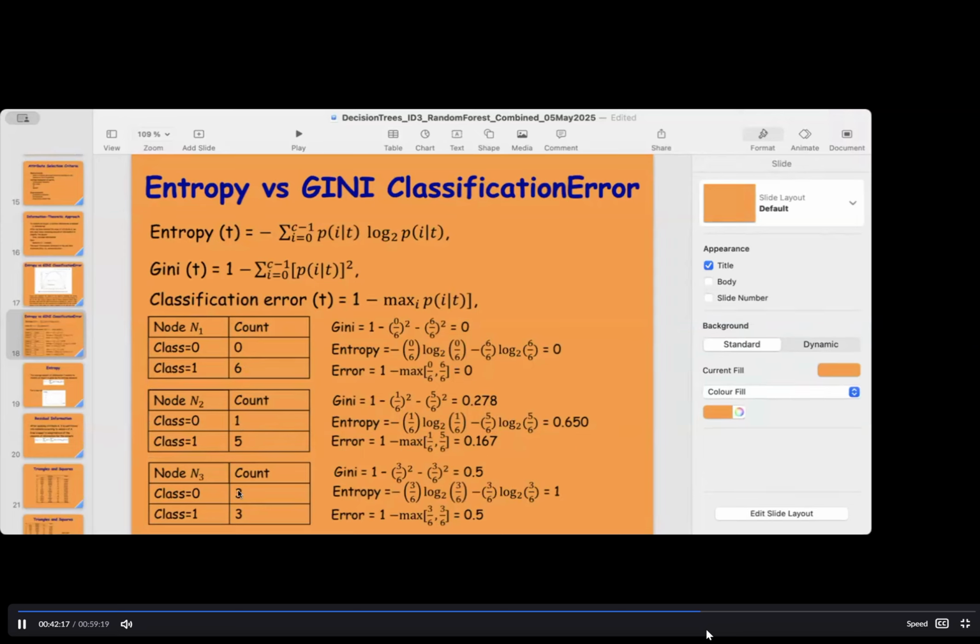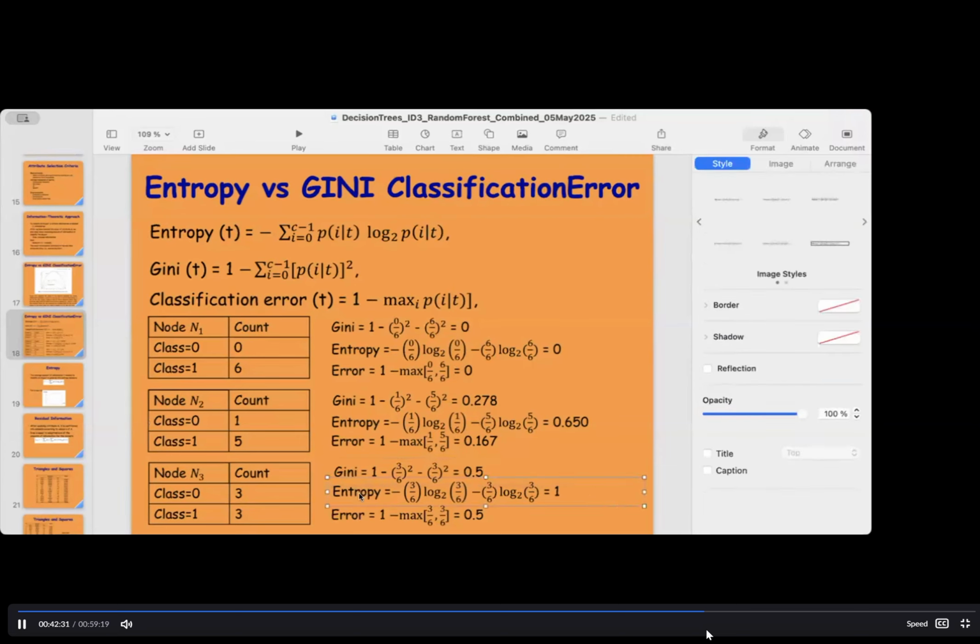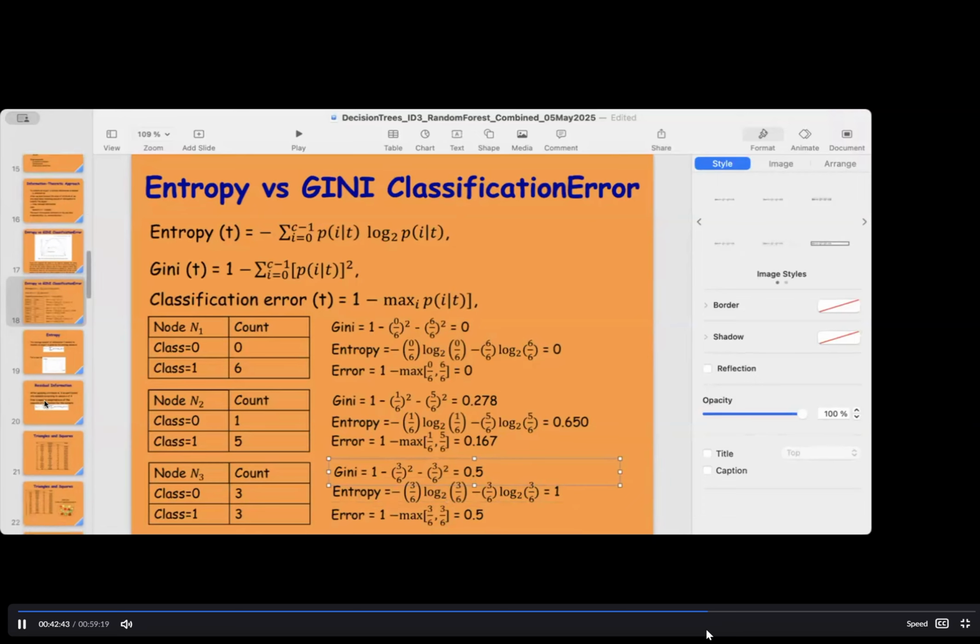Now, the worst situation is when half of them are in one class, half in another. That's when we have that pure randomness, a 50-50 chance. Out of six, three of them are in class 0, three of them are in class 1. And all the measures, the entropy, Gini index, chi-square, will give us this 50-50 situation, 0.5. That's what we would like to avoid. That's the worst situation.